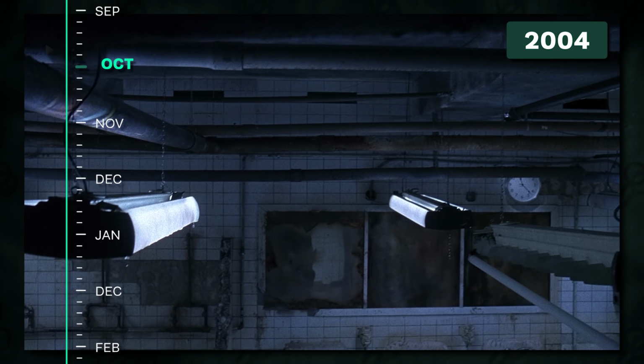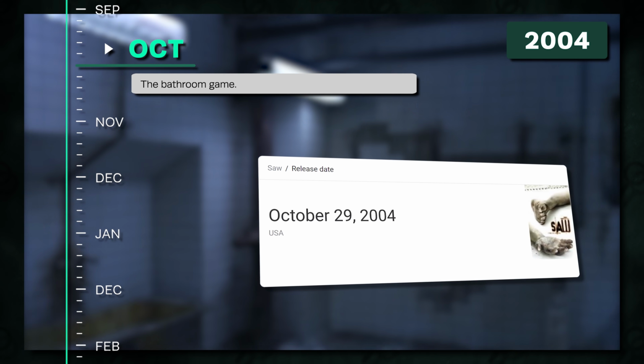There's also some important information on the evidence bag telling us the date that Paul was found was March 19th, 2004. This is shortly before a 6-month time skip, which lands the date of the bathroom game somewhere in October of 2004, which is also when Saw was released.